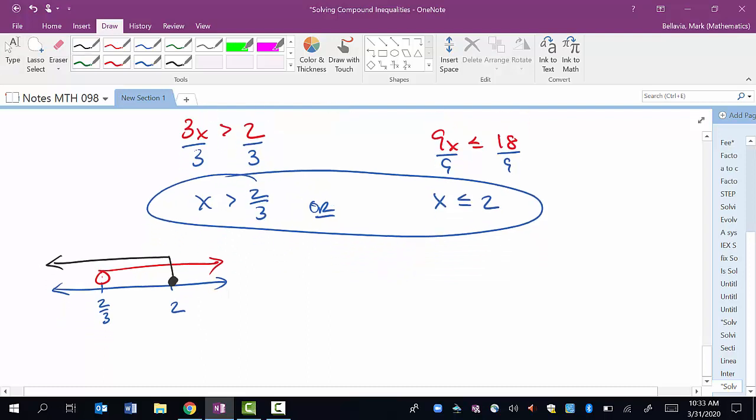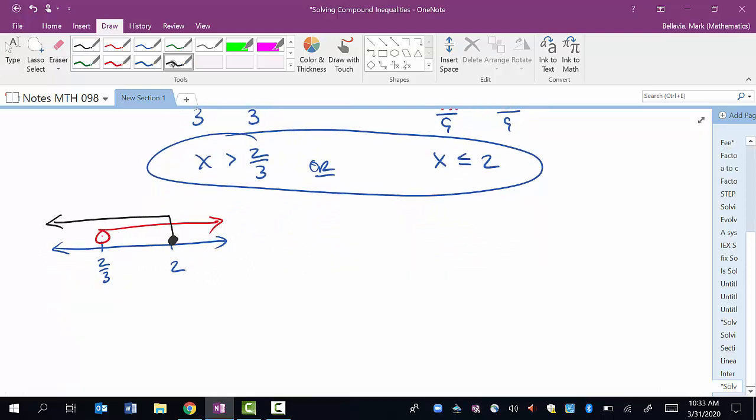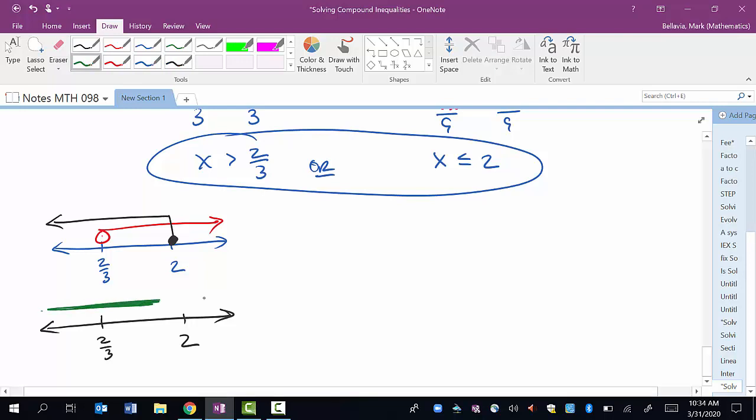So this number line, if I was to draw it a little more succinct, means I want everything across the whole thing. So if you were looking at this number line, your actual answer, the solution you would write, is actually shading the whole number line. Everything to the right of 2/3 works, everything to the left of 2 works, and that means that, when I say this OR, I get all real numbers, and that's actually the solution.